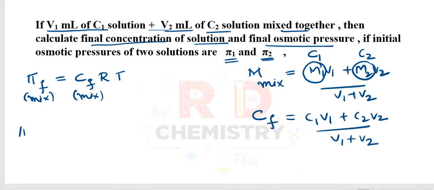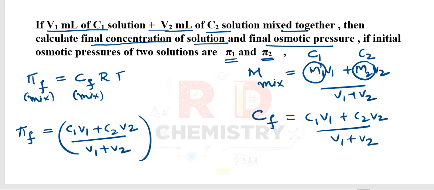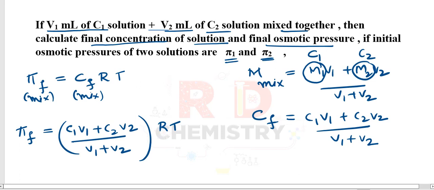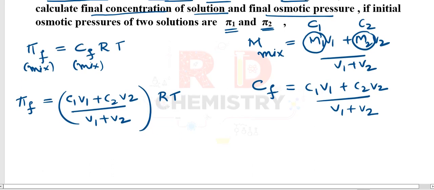Therefore, now let me substitute. The osmotic pressure of the final solution is equal to C1 V1 plus C2 V2 divided by V1 plus V2 into RT. Correct? Now this is in terms of concentration and volume. Can I write it in terms of osmotic pressures? I can write osmotic pressures.